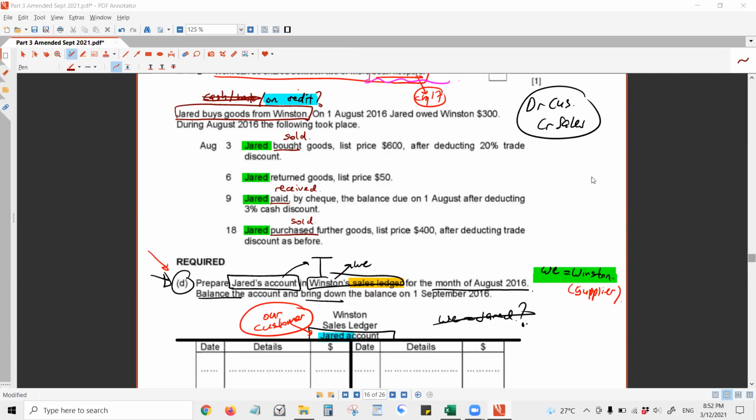Patient, trade discount. Why did you mention trade discount?